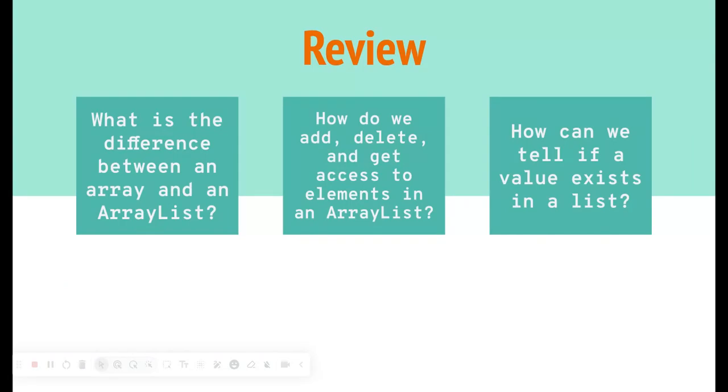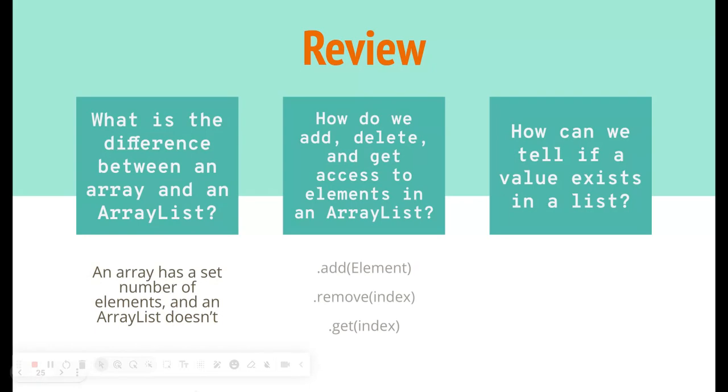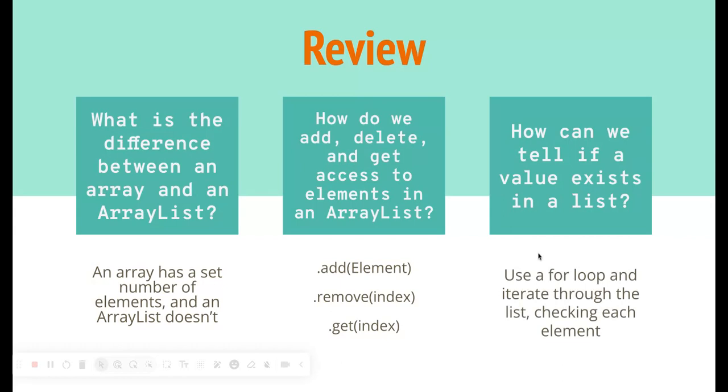Let's go over some review. First, what is the difference between an array and an array list? An array has a set number of elements, and an array list doesn't. How do we add, delete, and get access to elements in an array list? The add function, the remove function, and the get function. How can we tell if a value exists in a list? You can use a for loop and iterate through the list, checking at every single element.